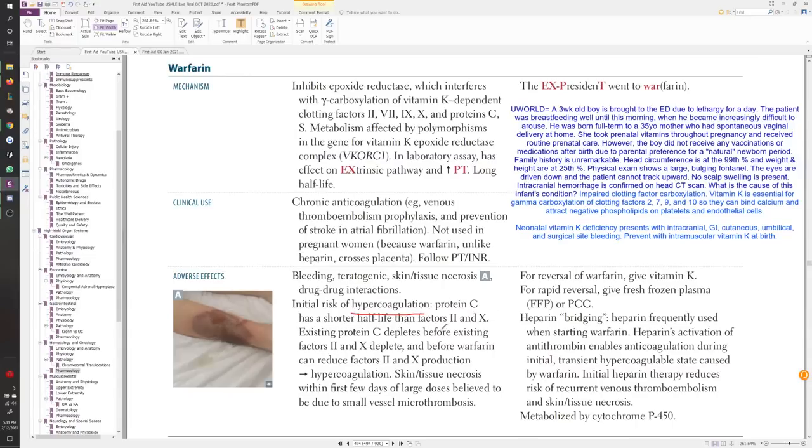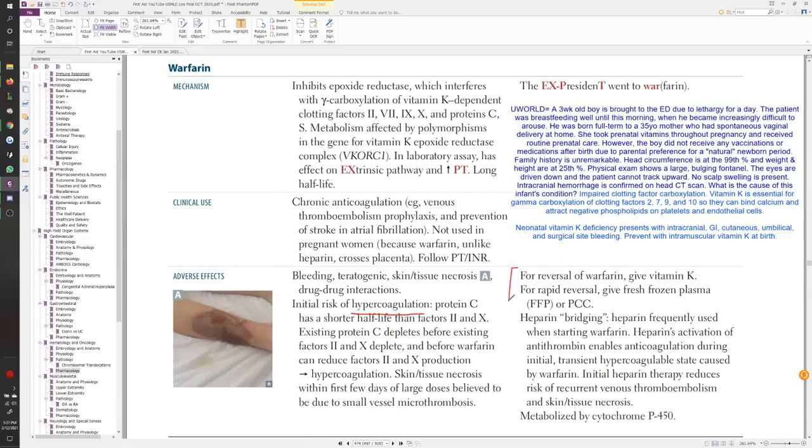Existing protein C runs out before the existing factors 2 and 10 deplete, and before warfarin can reduce factor 2 and 10 production. So you end up having too much factor 2 and 10, but not enough of the anticoagulating factor protein C, so you get hypercoagulation. You get skin and tissue necrosis within the first few days of large doses, believed to be due to small vessel microthrombosis. So you need to immediately reverse this, but there's a tricky answer to that.